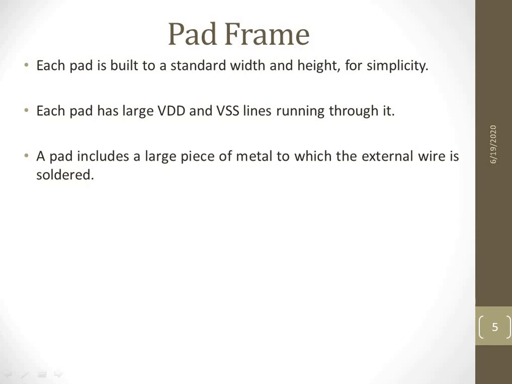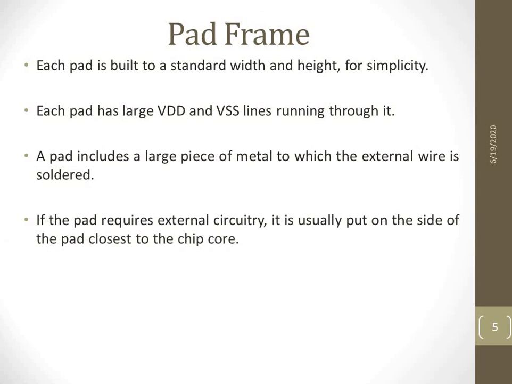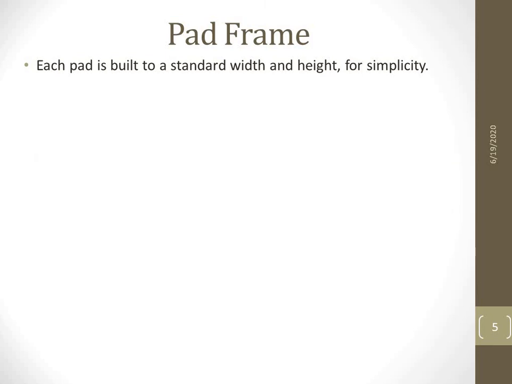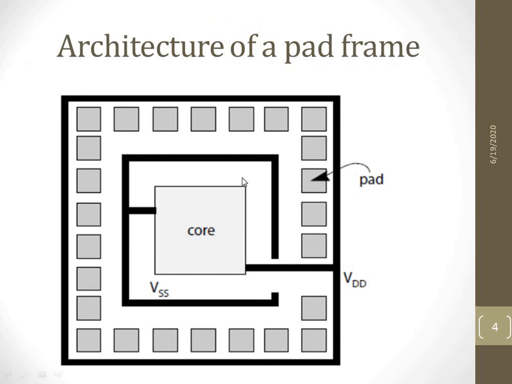A pad includes a large piece of metal to which the external wire is soldered. If the pad requires external circuitry, it is usually put on the side of the pad closest to the chip core. The chip core fits in the middle of the pad ring. So you can see the chip core is in the middle of the pad ring. This is the pad ring.